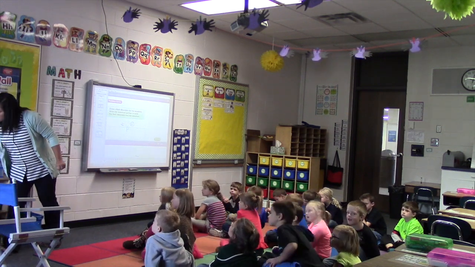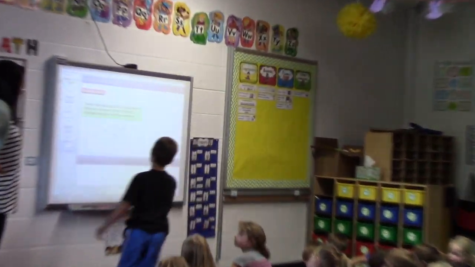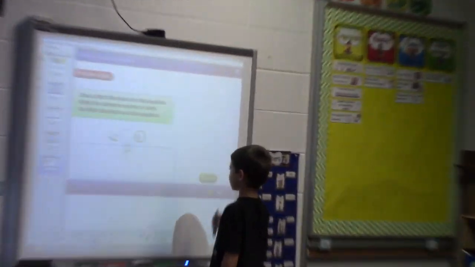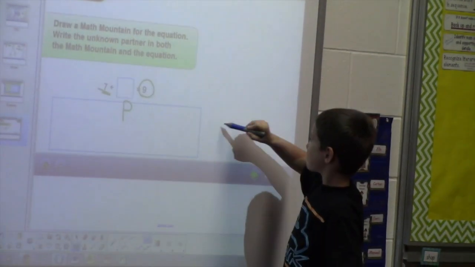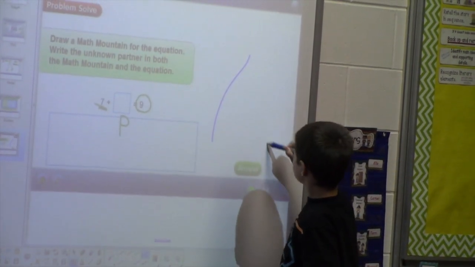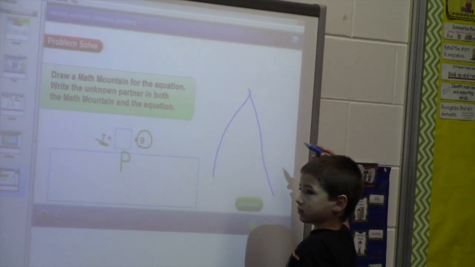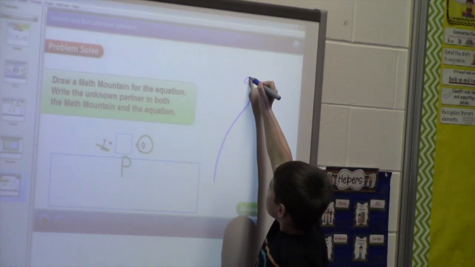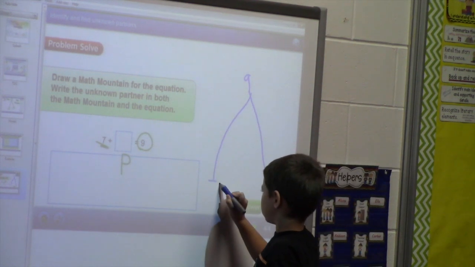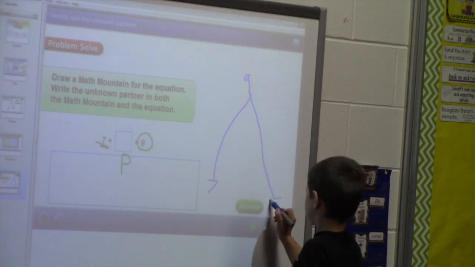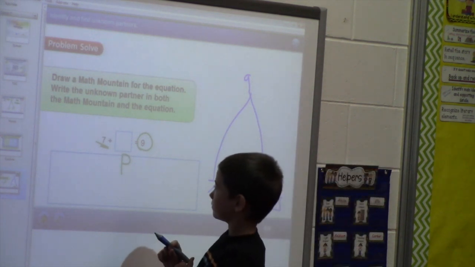Carter, you come up here and draw me a math mountain. Maybe choose a different color other than green. Okay, you can do it right on the side too. Just draw it right over there so it's bigger. Yep. Okay, ooh, good math mountain. Okay, so Carter drew our math mountain, so he knows the total is 9. And that goes top, yeah. And we know one of the partners is 7, and draw us a math box. Awesome.